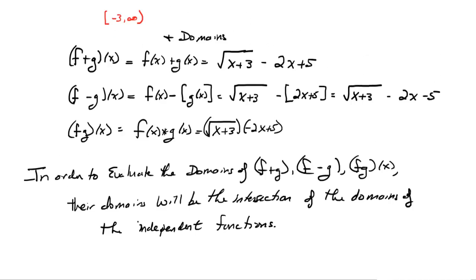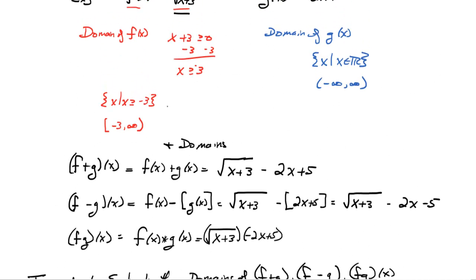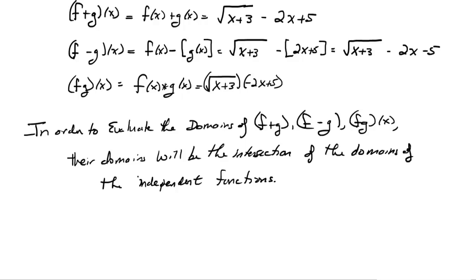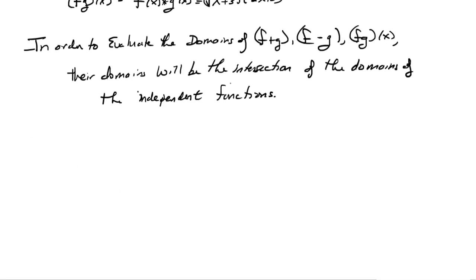So let's go ahead and look again. I have the domain here of f of x, which is x must be greater than or equal to negative 3, and then negative infinity to positive infinity. If we want to find their intersection, we recognize that intersection is synonymous with overlap. Where do the two domains overlap? So let's go ahead and draw a number line. And we had our first domain that was x such that x is greater than or equal to a value of negative 3.